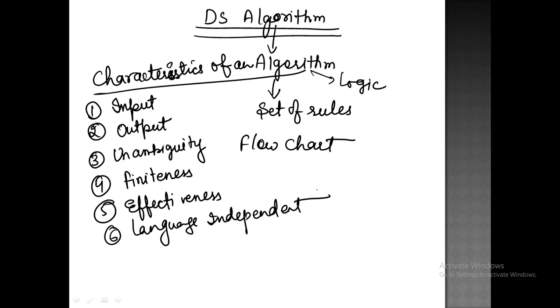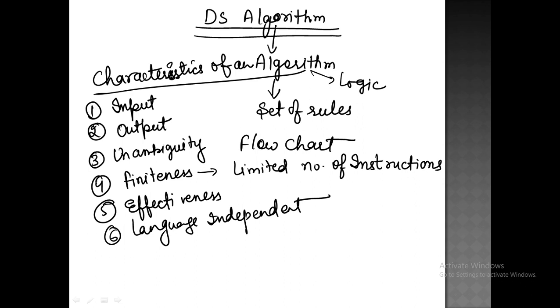Finiteness means algorithm should contain a limited number of instructions. When an algorithm includes a limited number of instructions, that is known as finiteness. Means instructions should be countable.